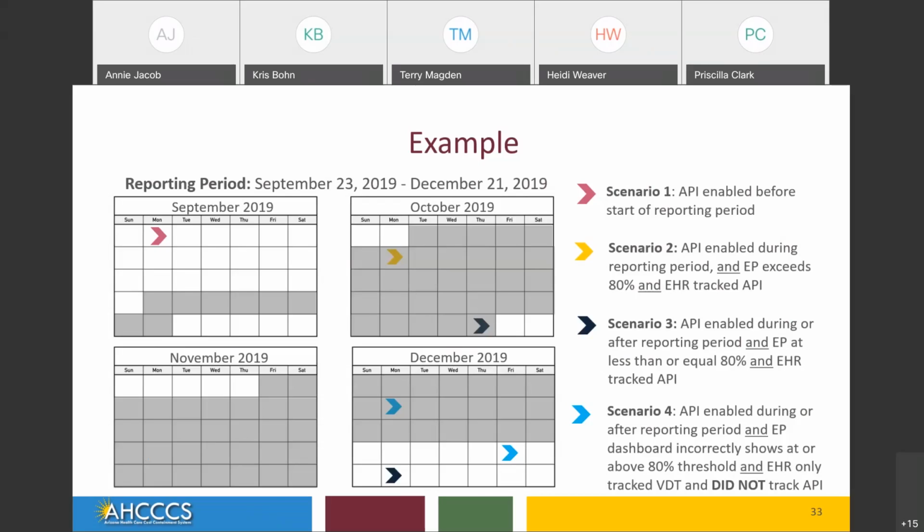Now looking at that second blue arrow, which is not in the grayed out area, it shows that the API was enabled after the reporting period. If the EP dashboard incorrectly shows at or above 80% threshold, and EHR only tracked BDT and did not track API, the EP falls into scenario 4. If this helps you understand the scenarios, go ahead and use it. We're going to walk through that decision tree again at the very end, which is another way you can try to understand which scenario the EP falls into, because it's very complicated getting to which scenario. Definitely as you move to scenario 3 and 4.